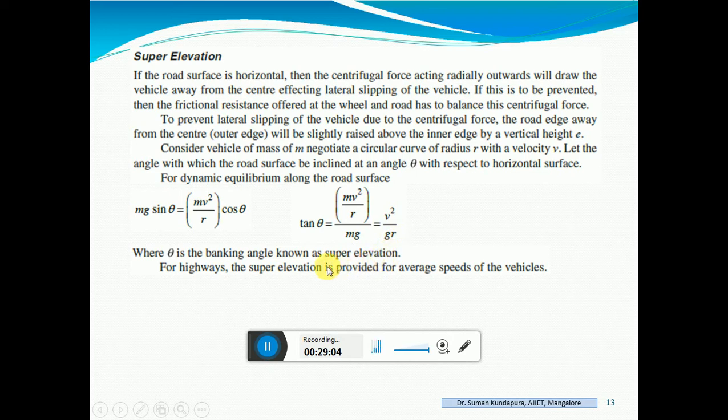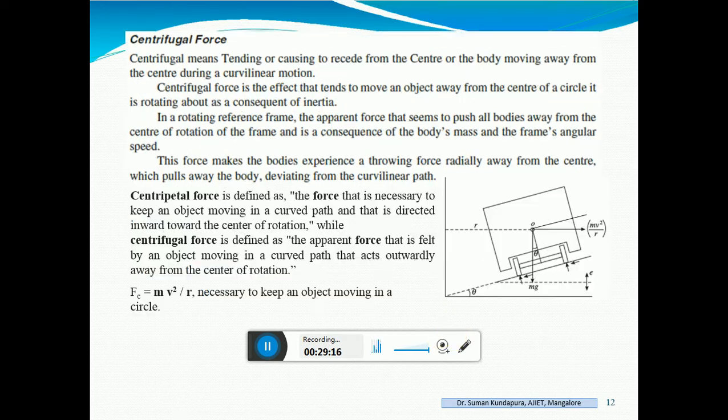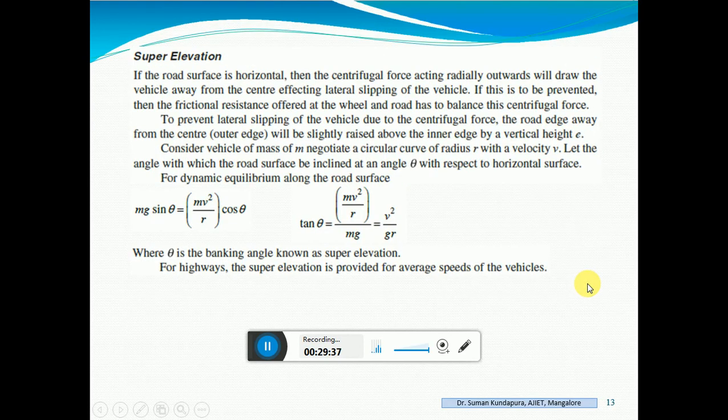So if you are asked to design the super elevation and to find the angle theta, you have to use this expression and arrive at it. So what is super elevation? Super elevation is this design component E, how much the outer surface of the road should be raised with respect to the inner surface. This height is called super elevation.